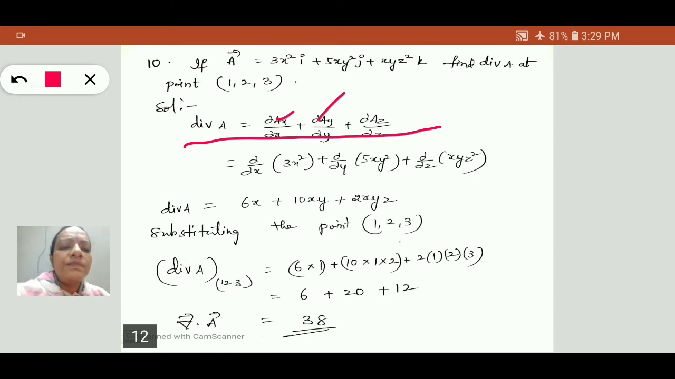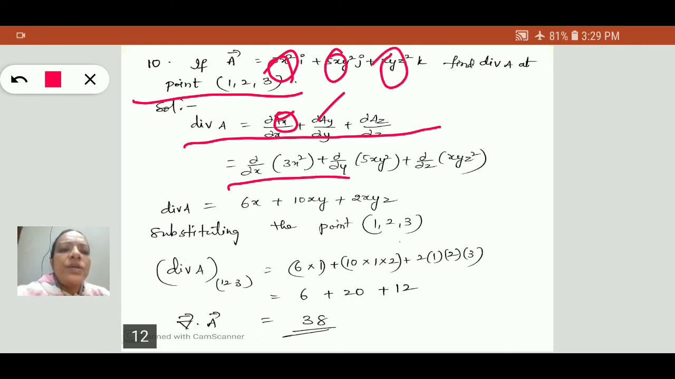So here in this problem, if the vector A = 3x²i + 5xy²j + xyz²k, then find the divergence of A at the point (1, 2, 3). Simply substitute using the divergence method. Here, ∂/∂x of Ax, where Ax is 3x², and then Ay, that is the j component.